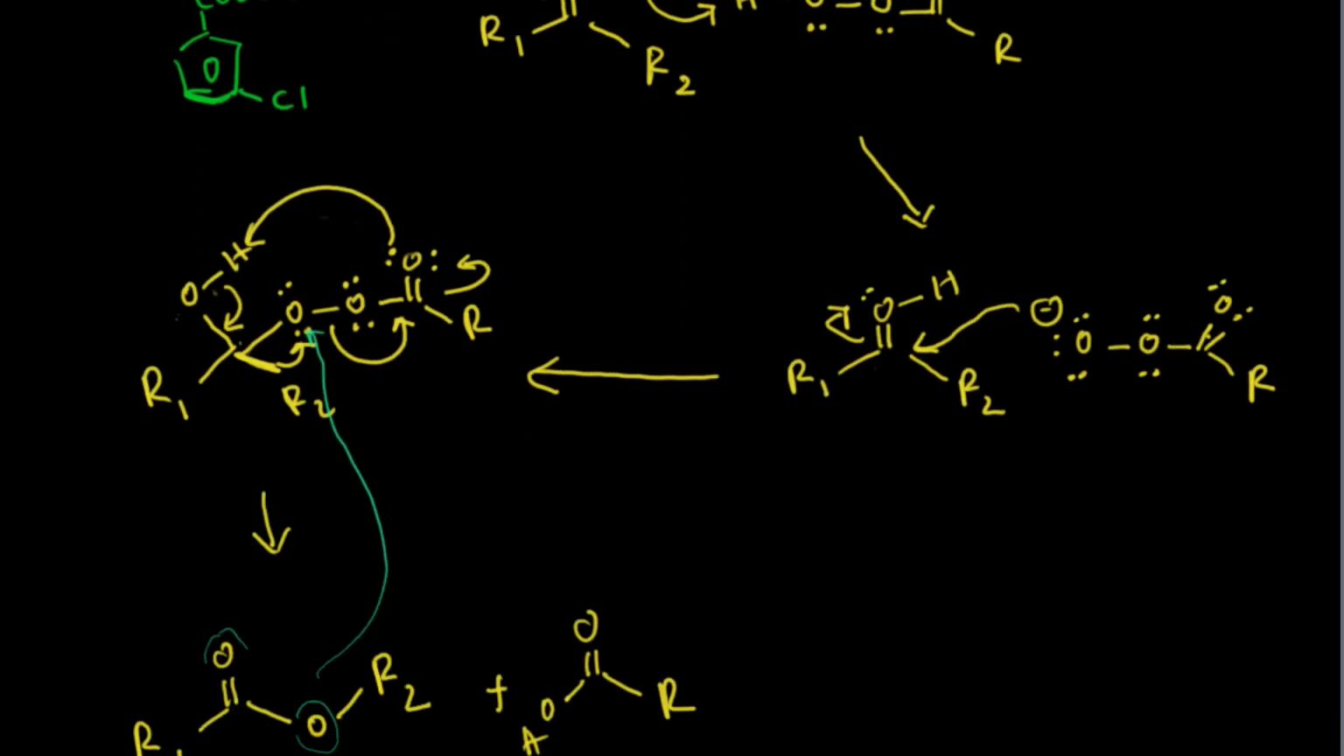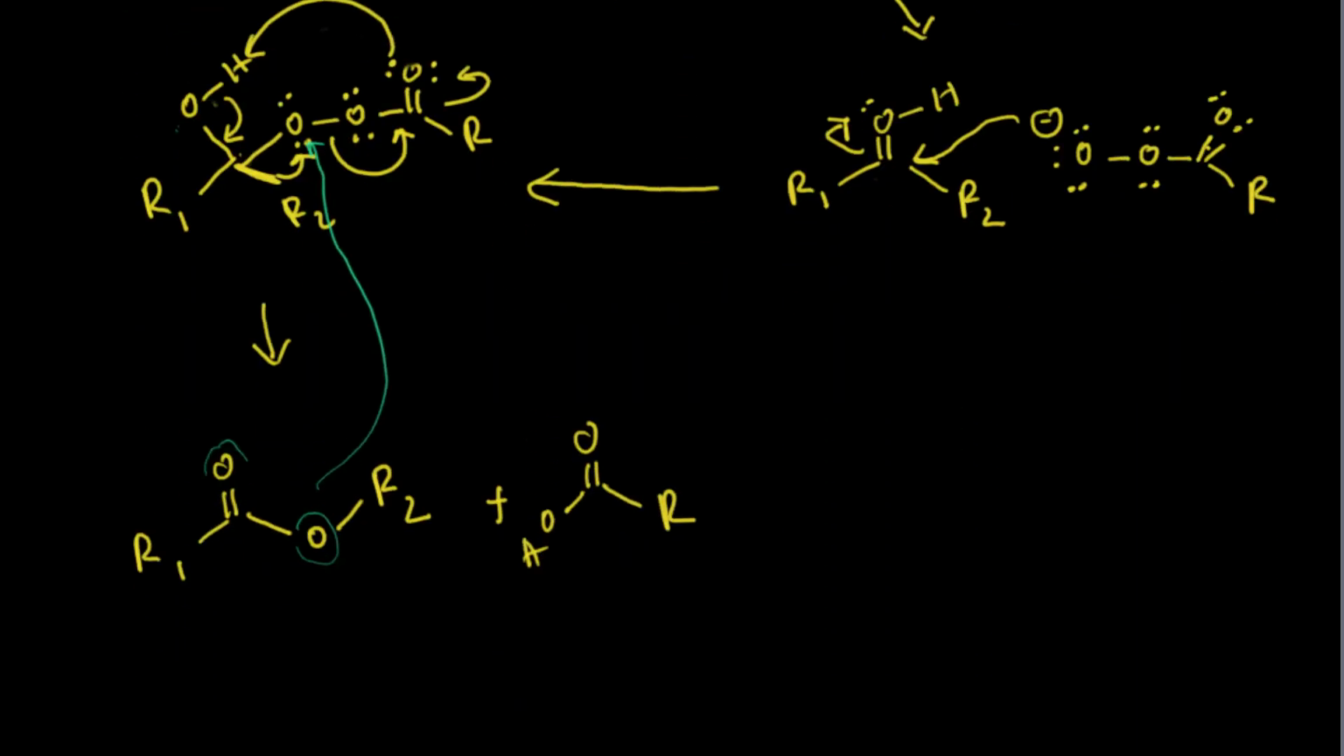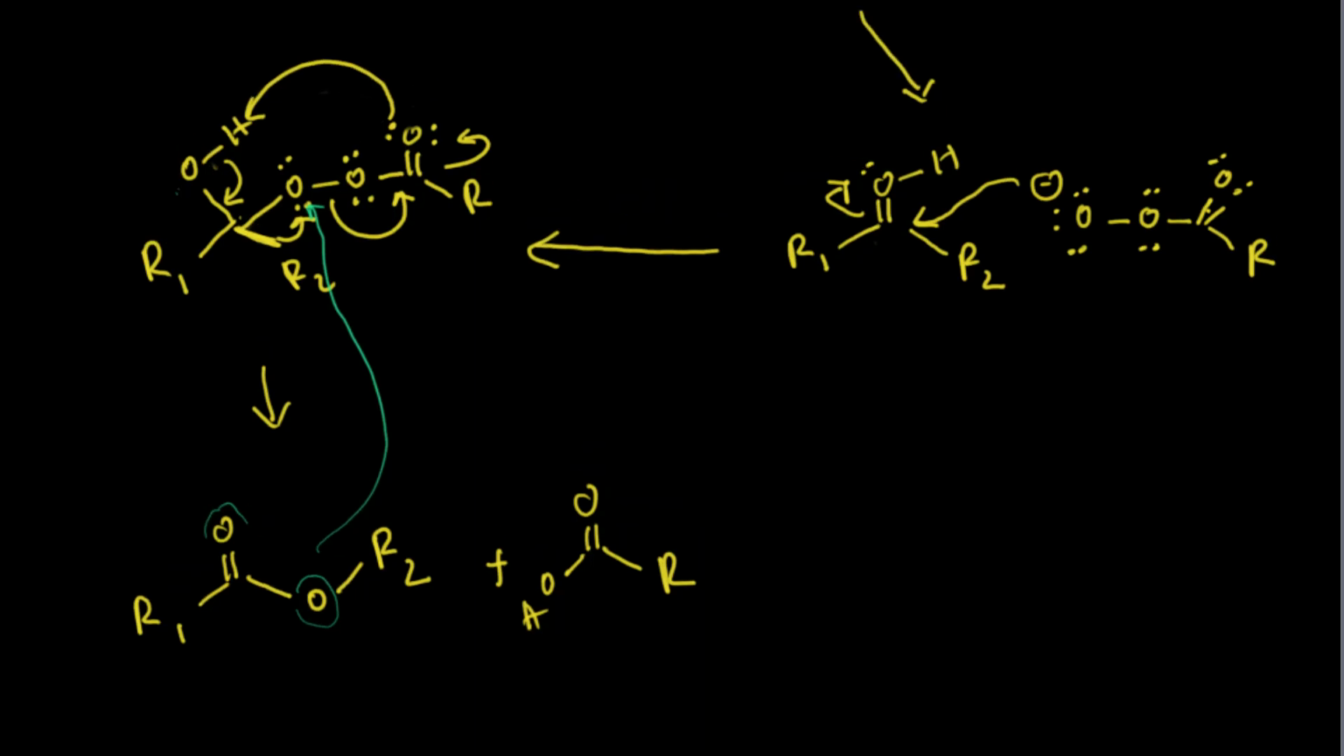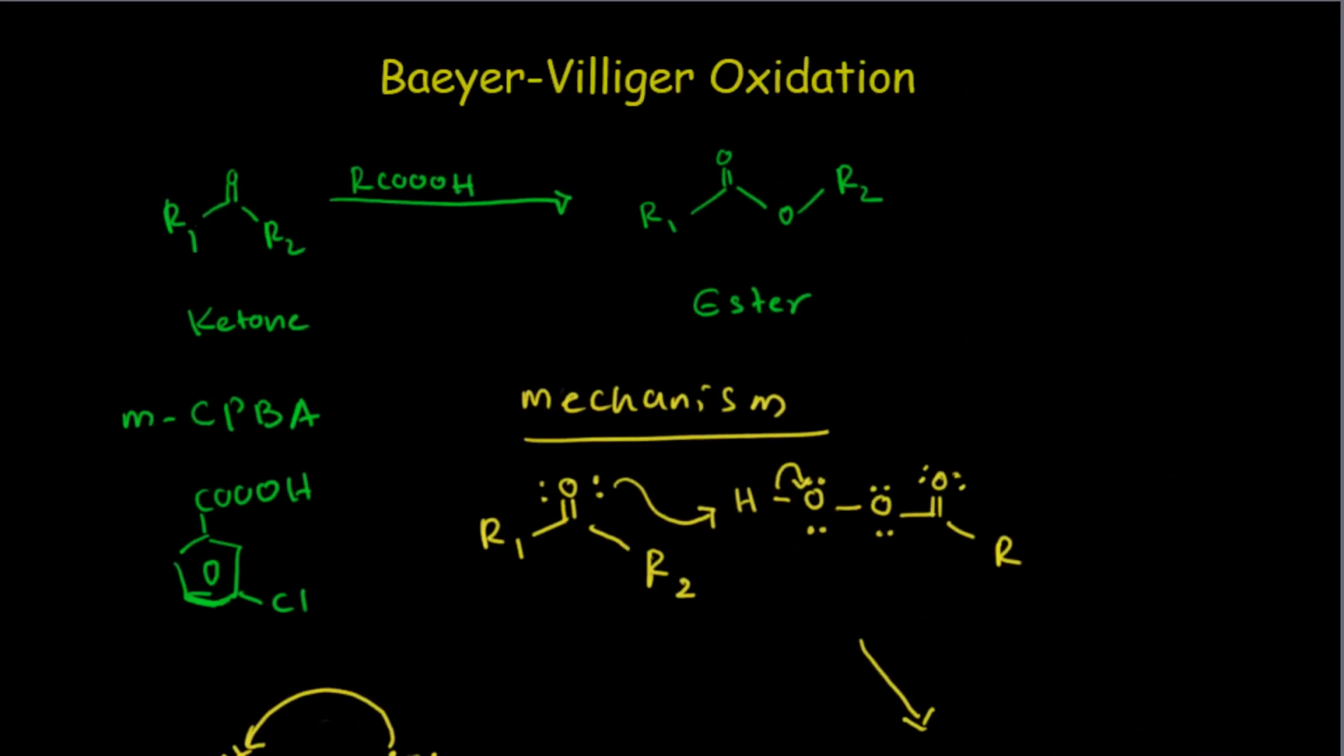I hope you understand the mechanism of this Baeyer-Villiger oxidation reaction. It's a very simple mechanism. In the Baeyer-Villiger oxidation, when we have a ketone, we can convert this ketone to an ester using a peroxide. That's the general reaction.